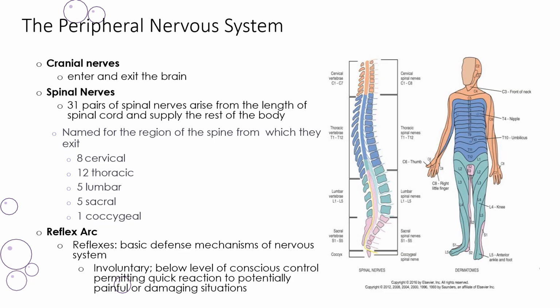The spinal nerves are named for the region of the spine from which they exit. So, for example, we have 8 cervical spinal nerves. The cervical are these up top, the top of the neck area. Then we have 12 thoracic, 5 lumbar, 5 sacral, and then 1 coccygeal.